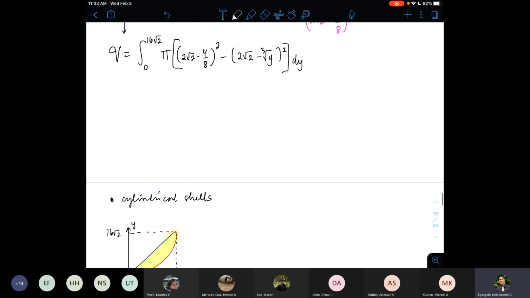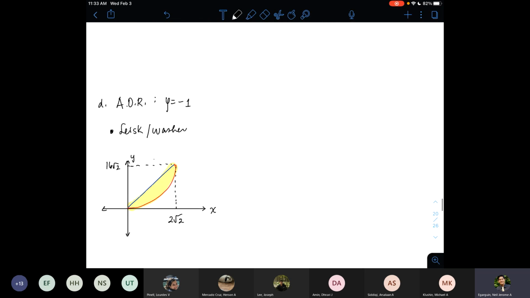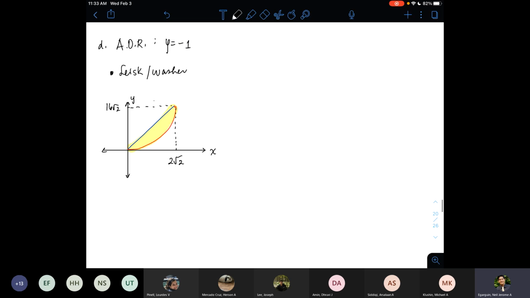For the next example, I'll use the same region again, okay, but a different AOR now. The AOR, or the axis of revolution, would be the line y equals -1. So the AOR will be somewhere here. Okay. So our AOR is horizontal.